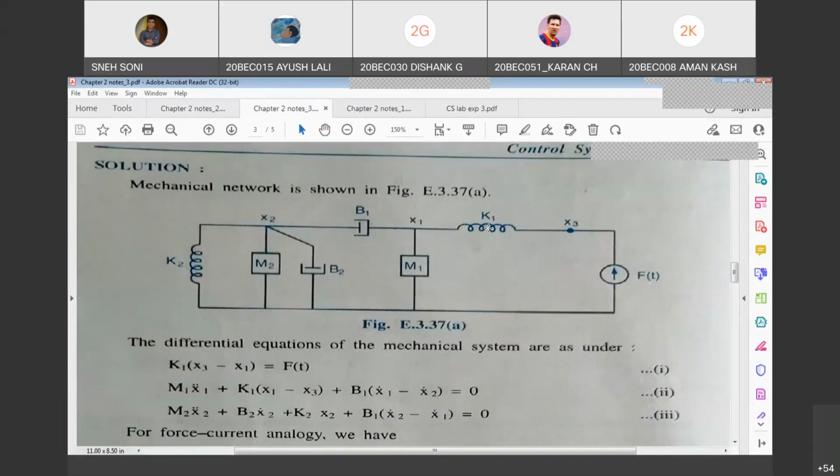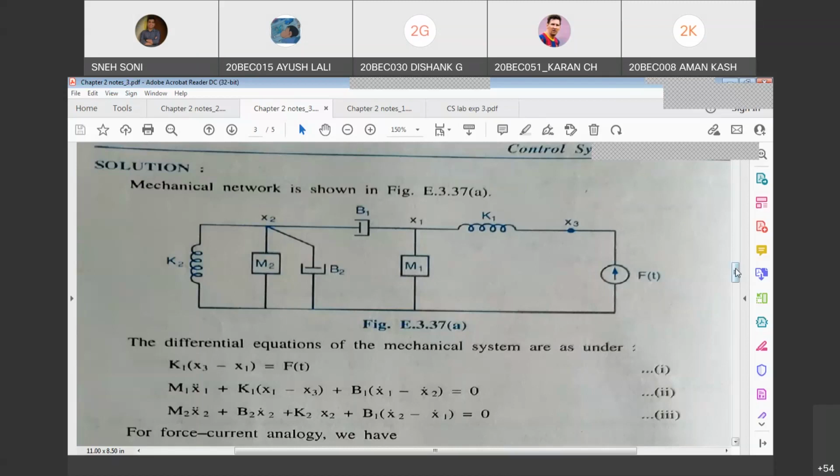Sorry, it is force current. So spring K with inductance. Okay, 1 by L, right? M with C, B with 1 by R. Again here B2, 1 by R2, M2, C2. Okay, K2, L2, or 1 by L2. Okay, to be more precise, 1 by L2.